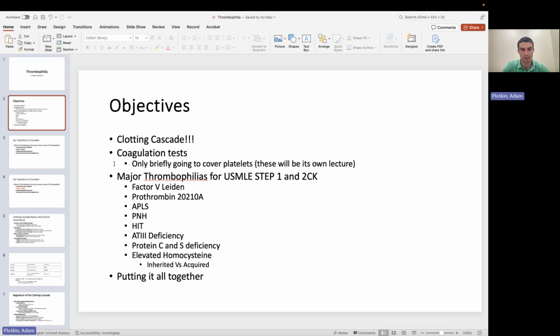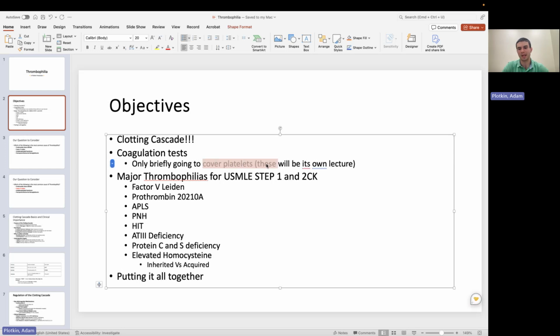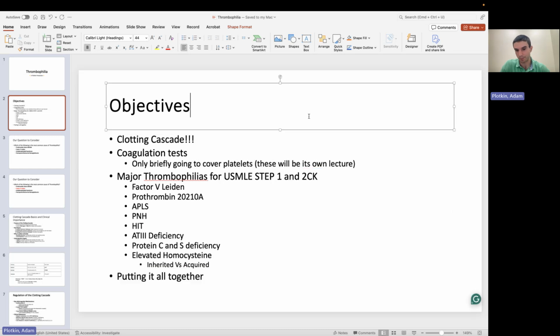So we'll talk about the clotting cascade and the coagulation tests. I'm not really going to cover platelets here because that deserves to be its own lecture, which I'll do in the future. We're going to cover factor V Leiden, prothrombin, antiphospholipid, PNH, HIT, antithrombin 3, protein C and S deficiency, and elevated homocysteine levels, via both inherited and acquired causes. And then we'll do putting it all together.